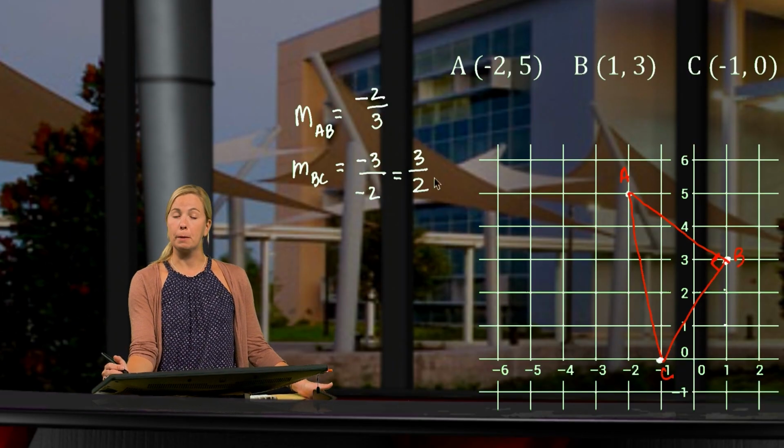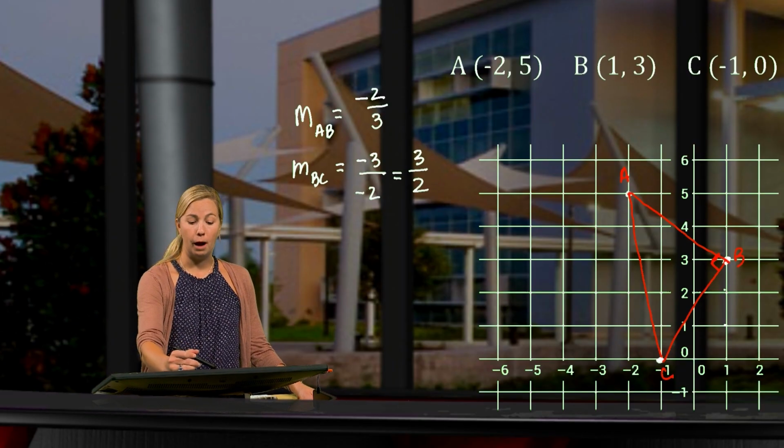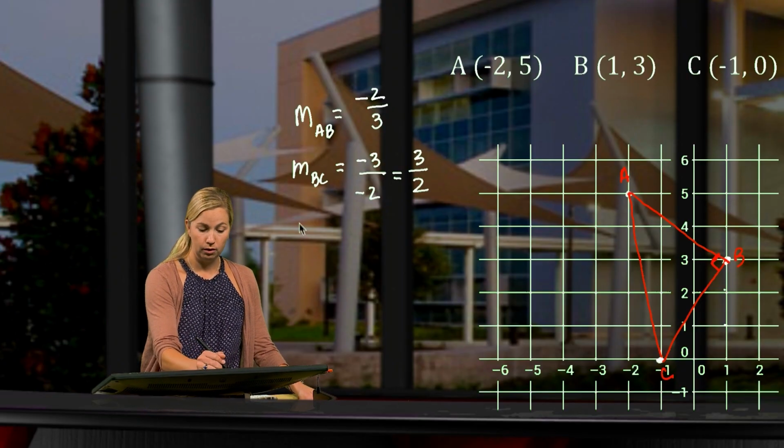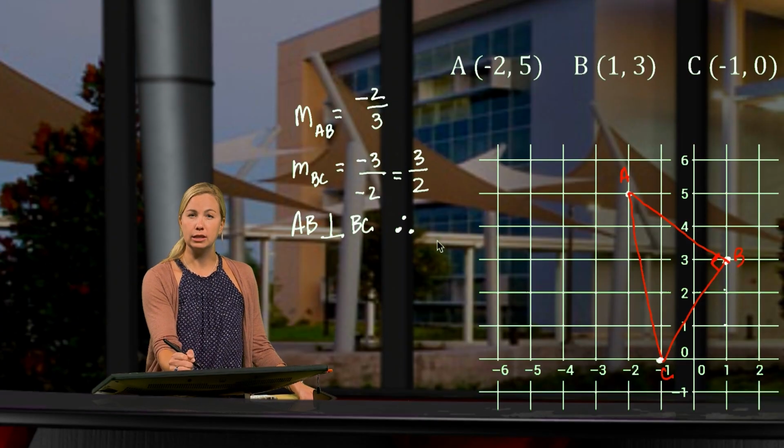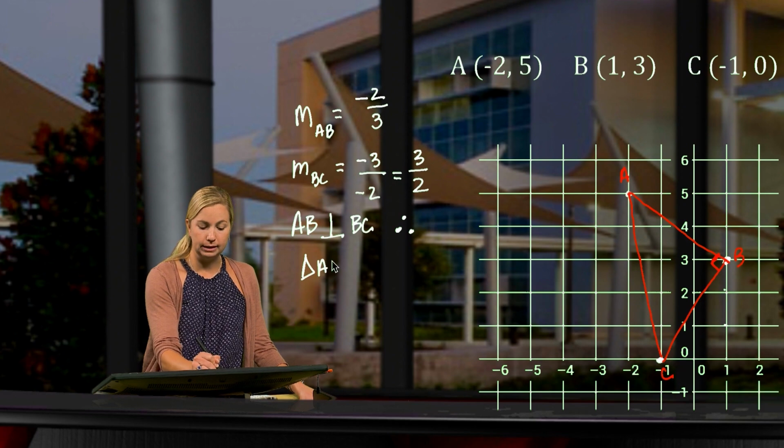And if you recall, for perpendicular lines, the slopes are opposite reciprocals. So -2 over 3 and +3 over 2 are opposite reciprocals. So we know that AB is perpendicular to BC. Therefore, that's what this little symbol here means, the three dots. Therefore, triangle ABC is a right triangle.